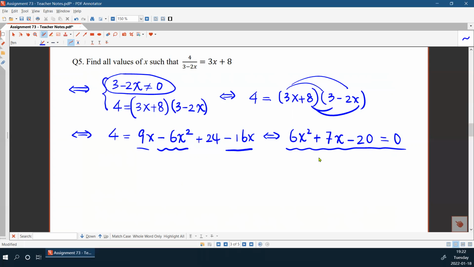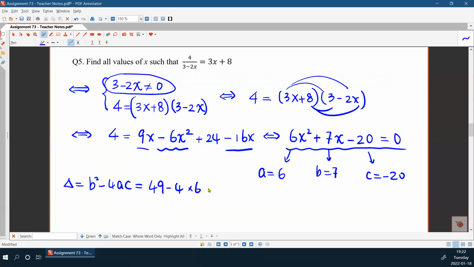And now we only need to solve this new equation here, which can be achieved by using the quadratic formula. So let's find our 3 coefficients. Leading coefficient a is 6. Coefficient of x is b equals 7. And the constant c is negative 20. Therefore, delta is b squared minus 4ac, which is 49 minus 4 times a, which is 6, times c, which is negative 20, which is 49 plus 480, which is 529, right?